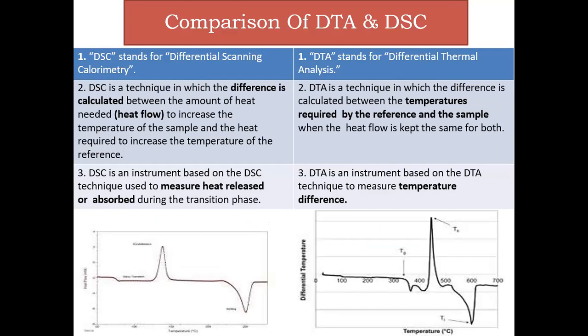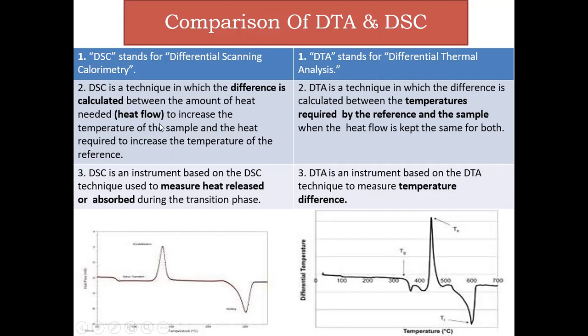So what is the main difference between your DTA and DSC? We will see with the help of a table. DSC is differential scanning calorimetry and DTA is differential thermal analysis. In DSC, the difference is calculated between the amount of heat needed, that is heat flow, to increase the temperature of the sample, and the heat required to increase the temperature of the reference.